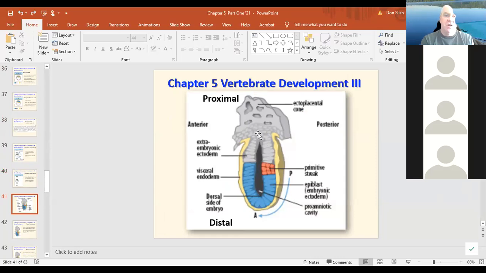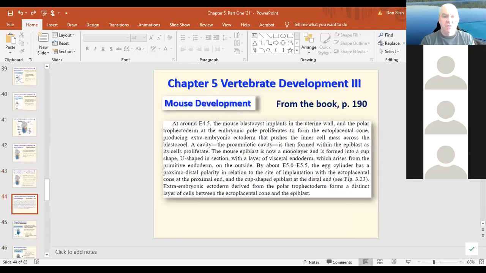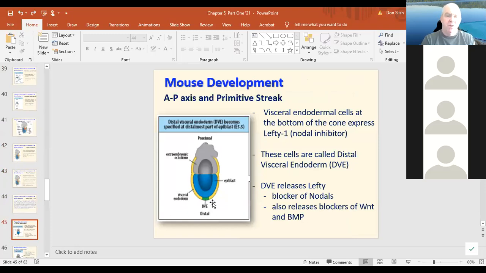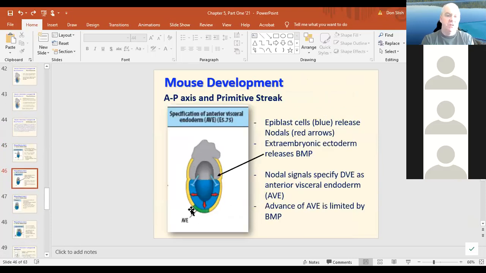You get extra-embryonic ectoderm here that forces the actual embryonic ectoderm down and forms this cup-like shape, visceral endoderm all along the outside of it. Now that visceral endoderm, the most distal part of it becomes the DVE, and it's DVE because it's releasing Lefty-1, which is a Nodal inhibitor. And you've got Nodals being released from the ectoderm all around this embryo, which is going to convert this DVE into the AVE, and it's going to slide up one side.